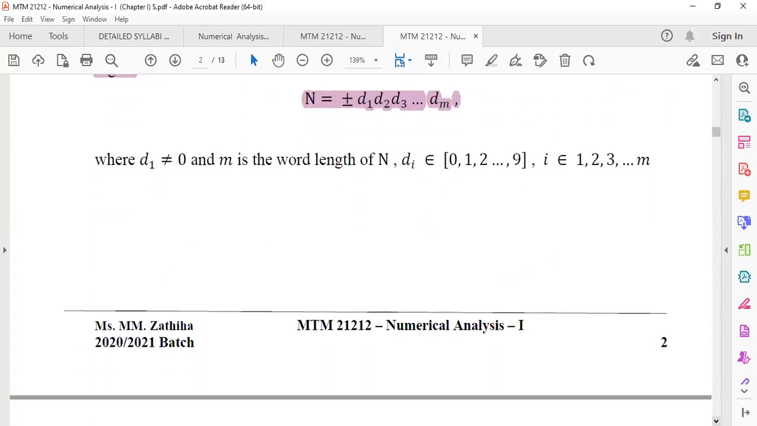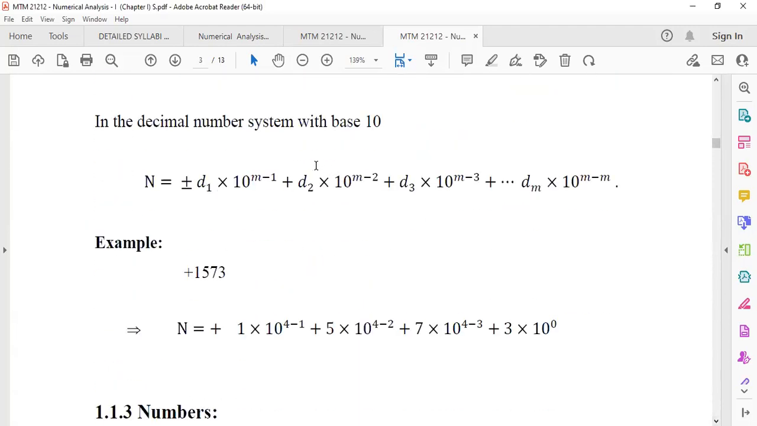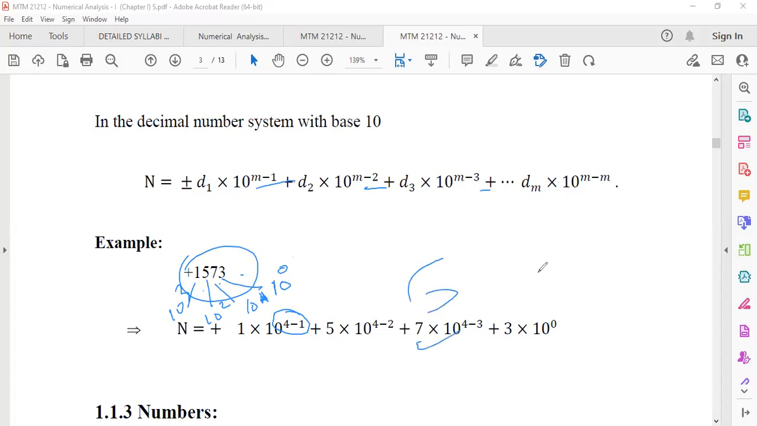Now next, we have seen how this decimal number system can be written in the base of 10. For example, you can see this example 1573. You can go this way. This will be a 1 digit. I'm sorry, this is 10 to the power 1, this is 10 to the power 0, this is 10 to the power 2, 10 to the power 3. So for that, they have used m minus 1, m minus 2, m minus 3, like that. I hope you will understand this one.